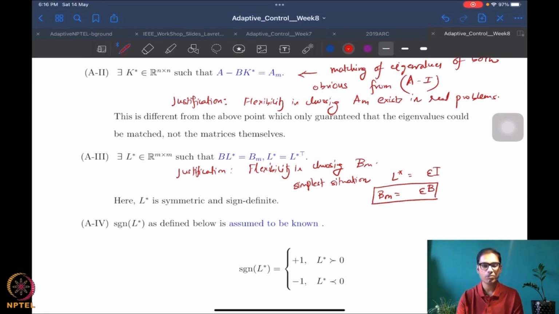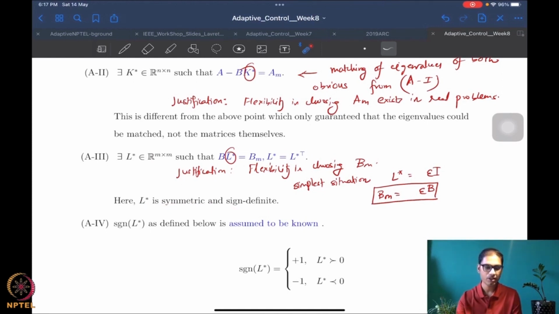But of course we'll not be able to claim that K goes to K star or L goes to L star, because our new parameters become this K star and L star. And we will compensate for the effects of not knowing this K star and L star. That is essentially what will happen. And of course we assume that L star is symmetric and sign definite also. So it's more assumption on this L star.